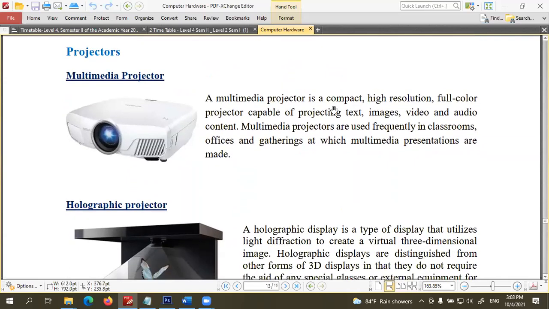Right, children. Then projectors. I think you have seen projectors. That is also considered a multimedia output device. The meaning of multimedia is that it can output both audio and visual media. That is why it is called a multimedia projector.